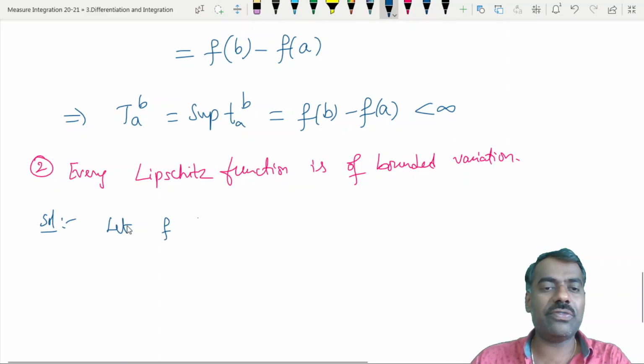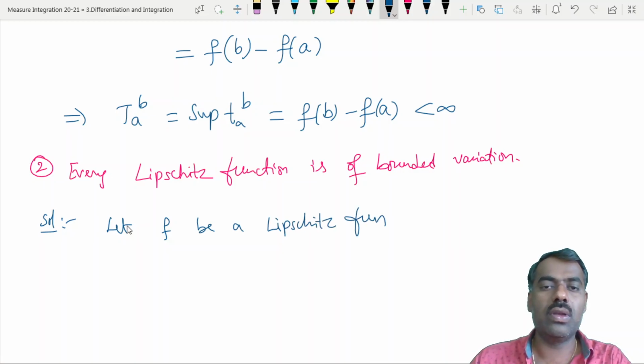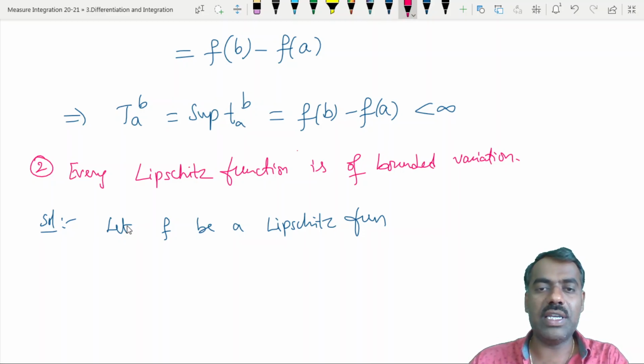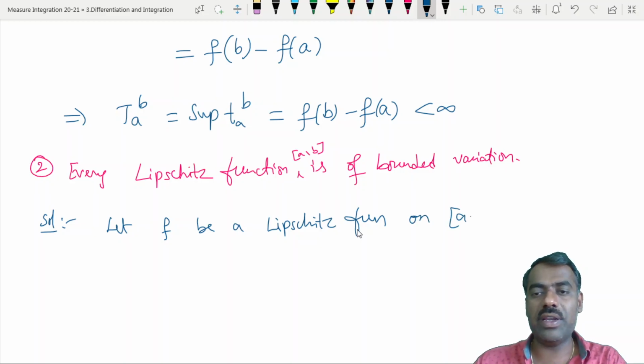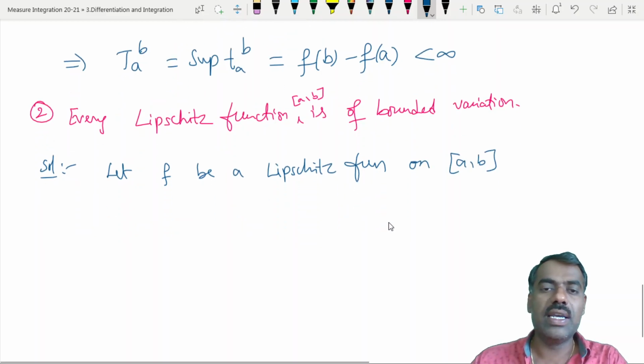So let f be a Lipschitz function. Of course, every time we have the Lipschitz function defined on this interval a comma b, because we talk about bounded variation defined on a closed and bounded interval. So let f be a Lipschitz function defined on a comma b, right? What is the meaning of saying that it is a Lipschitz function?